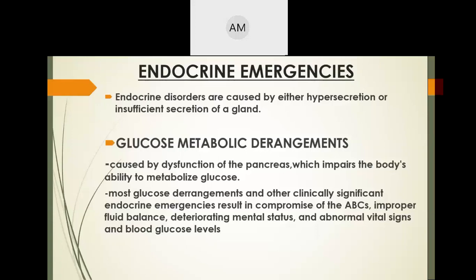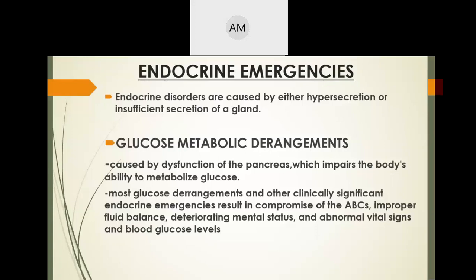Before that, look at the screen. We'll see glucose metabolic derangements. They are caused by dysfunction of the pancreas, which impairs the body's ability to metabolize glucose. The basic thing necessary for the metabolism of glucose and other products is insulin, as all of you are aware. Insulin is only secreted by the beta cells in the pancreas. There is no other production of insulin inside the body, so any dysfunction of the pancreas directly affects glucose metabolism.